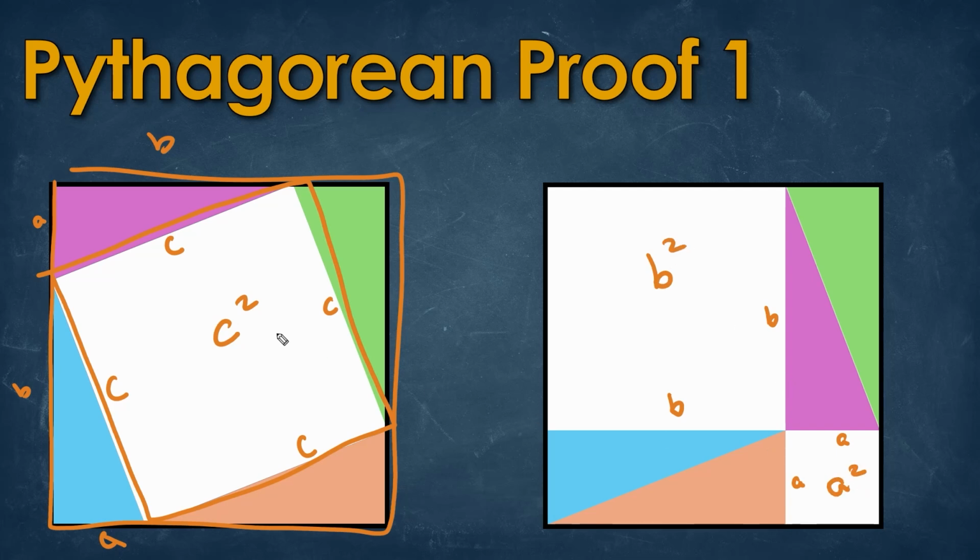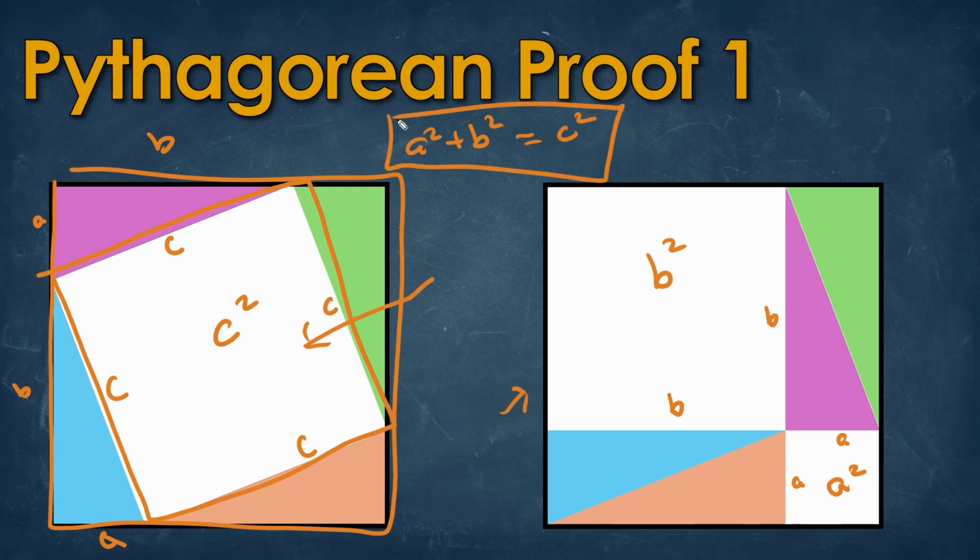Now this area of white is the same for the C squared as it is for this other giant square that we see here. It's just that we orientated the triangles in different directions. So that would give us that A squared plus B squared, the white area inside of this square, is the same as the white area inside of this square, which we see is going to be C squared. So that would be our proof for Pythagorean theorem.